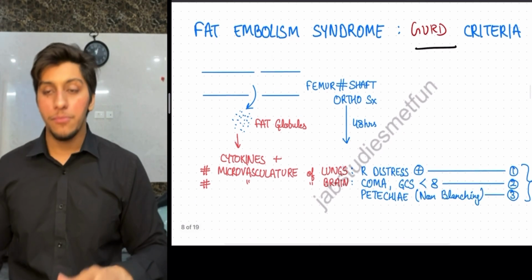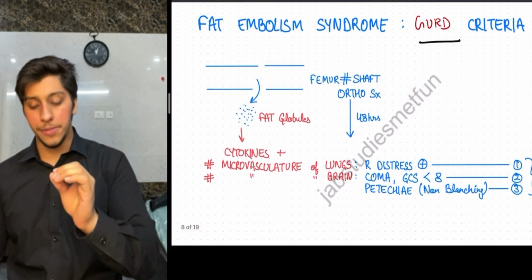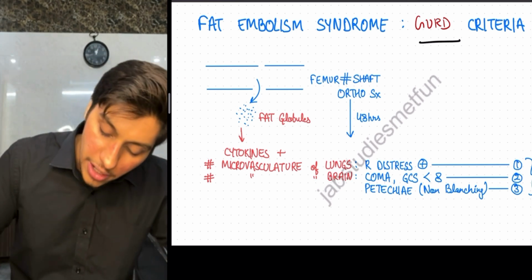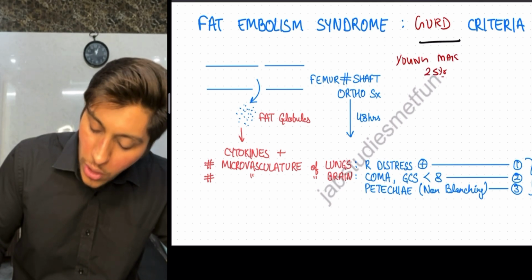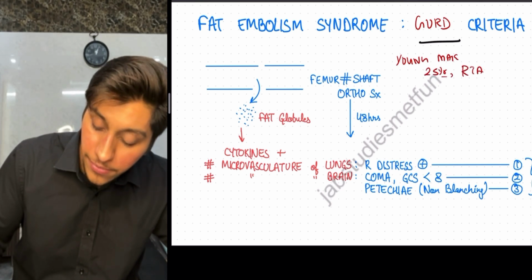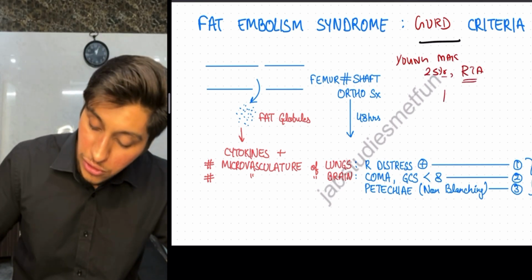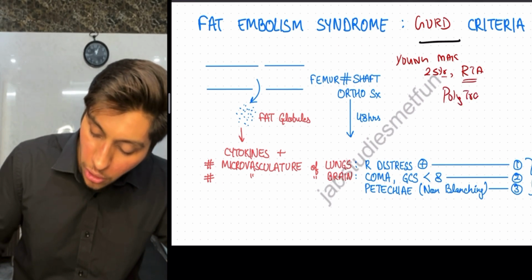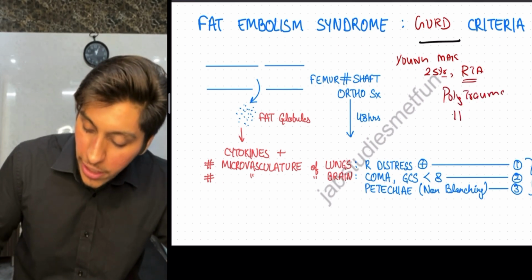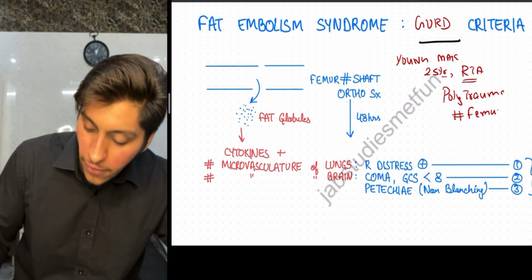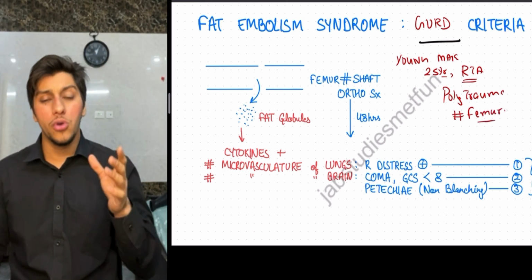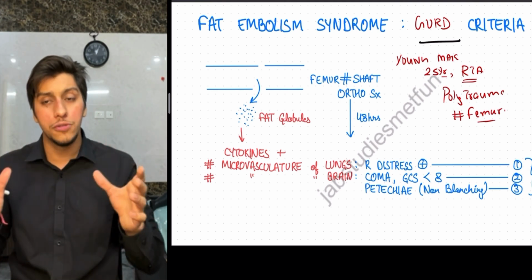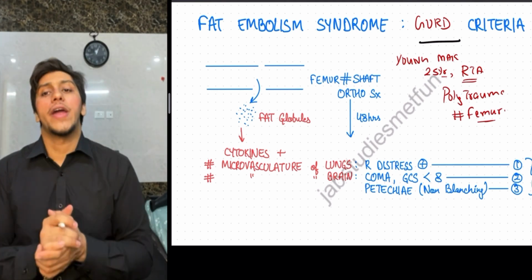So what is fat embolism syndrome? First of all, you need to know what is the history. A classic history which comes is a young male, maybe around 25 years old, who has a history of road traffic accident. It was a polytrauma, and in this polytrauma, guys, the patient also had a fracture of the femur, a very important fracture. Because of this fracture, you know the femur is a huge bone, there will be some fat globules which will be released.